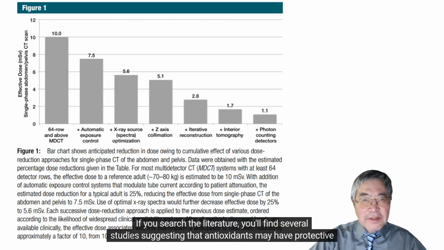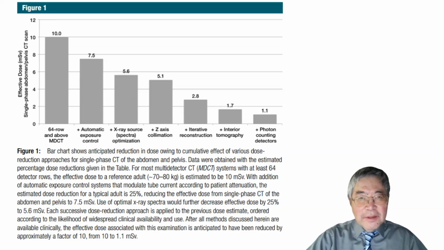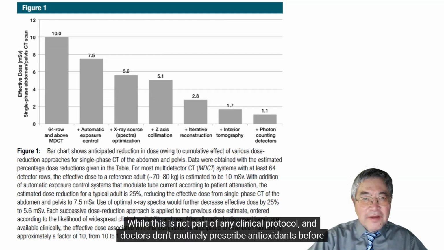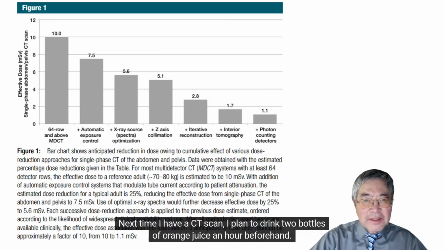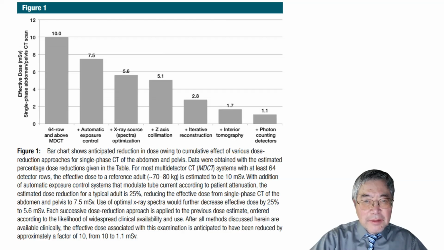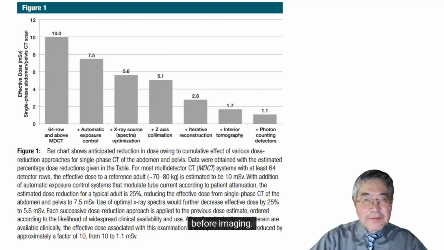If you search the literature, you'll find several studies suggesting that antioxidants may have protective effects against radiation damage. While this is not part of any clinical protocol, and doctors don't routinely prescribe antioxidants before CT scans, I personally believe in their potential benefit. Next time I have a CT scan, I plan to drink 2 bottles of orange juice an hour beforehand. If you find this interesting, you might want to do your own research and consider consuming antioxidants before imaging.